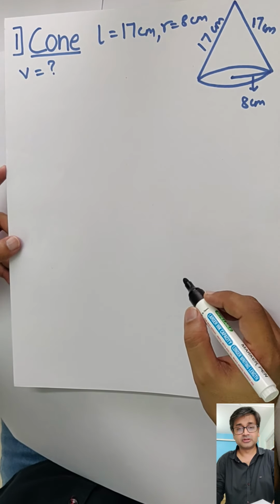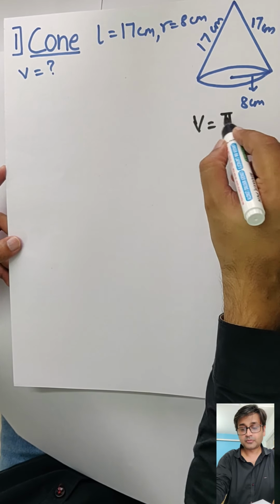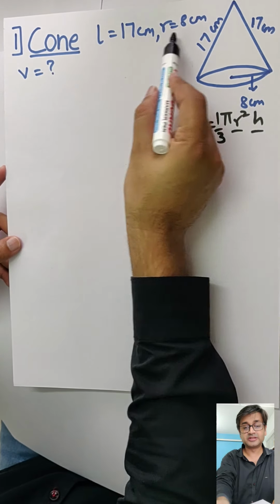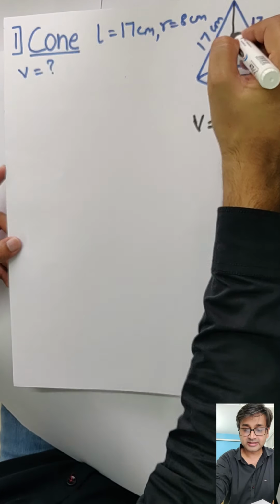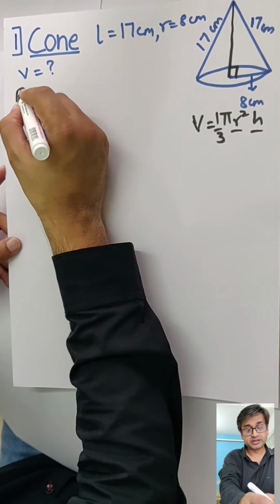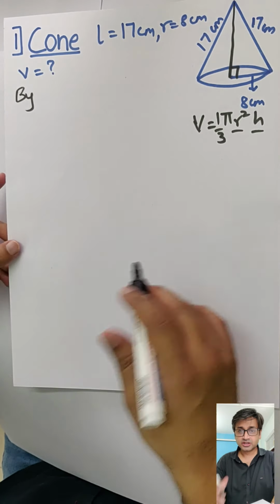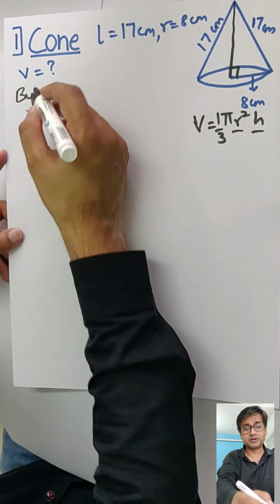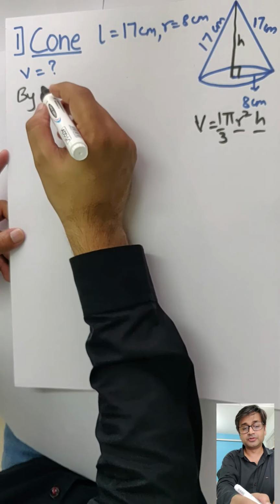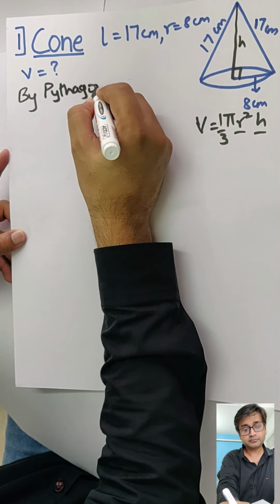So anyone remembers the formula for volume of the cone? 1/3 pi r square h. So r and h, h is missing. You have l. So let's calculate the h first. How? Pythagoras theorem. Come on, pause the video. Nothing great in this exercise. Just pause, try it on your own and you will get it. So first apply Pythagoras, get h, and then put that over here and get the volume. Simple as that.